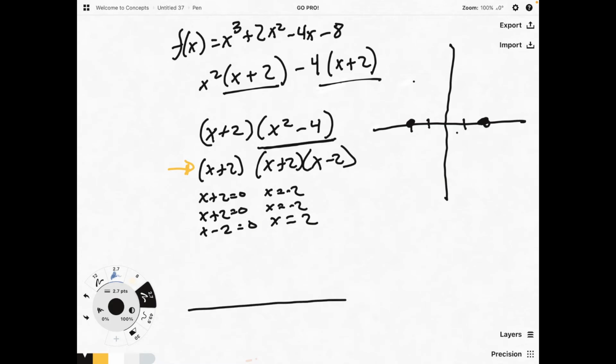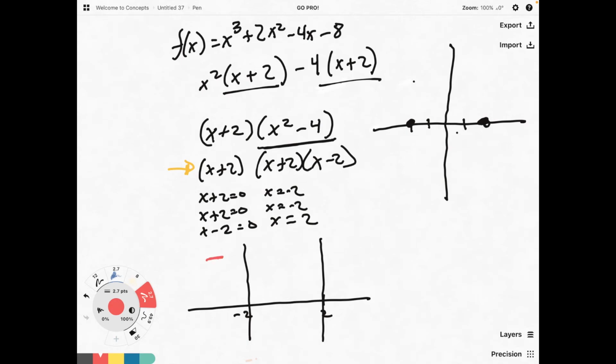Making our number line, we have -2 here, and we have a +2 here. Okay. Any value less than -2, let's use -3. And if we plug in -3 into our first factor of x plus 2, a -3 plus a 2 is going to give us a -1, so that's a negative.